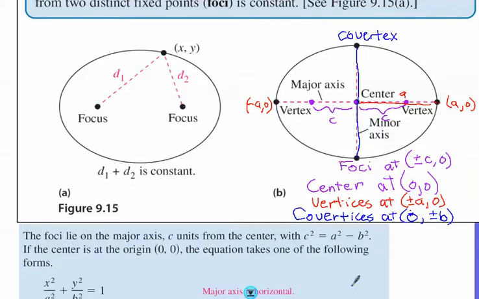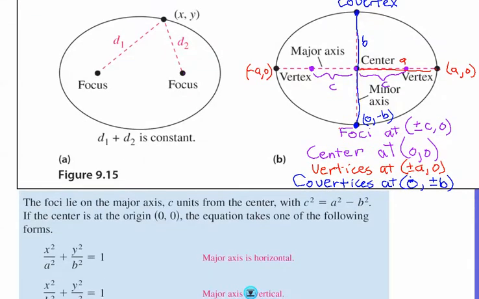And lastly, let's look at the co-vertices. Along this minor axis that extends from the center out to the edges of the ellipse vertically, the co-vertices are going to be at 0 comma plus or minus b. So this distance from the center would be b, and this would be 0 comma negative b down here at this other co-vertex.